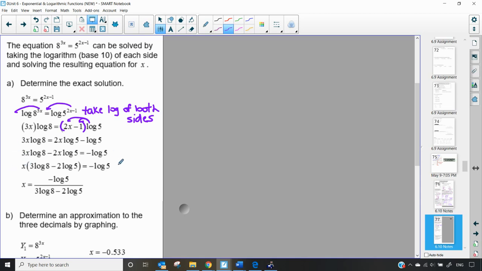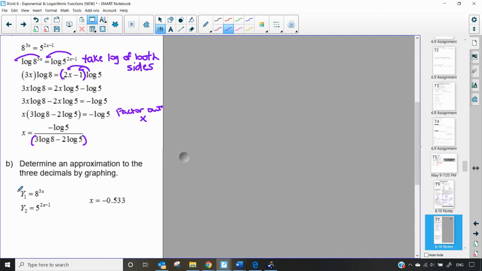After this, we're going to factor out an x. And from there we can divide. So we have x equals negative log 5 divided by 3 log 8 minus 2 log 5. Now putting in our calculator, we would have to make sure this part was in brackets. And so at this point we can put that into our calculator and get our answer. Y1 and Y2 can also be used if we want to solve graphically. So we can make 8 to the 3x as Y1 and 5 to the 2x minus 1 as Y2. And in both cases, we'll get an answer of x equals negative 0.533.